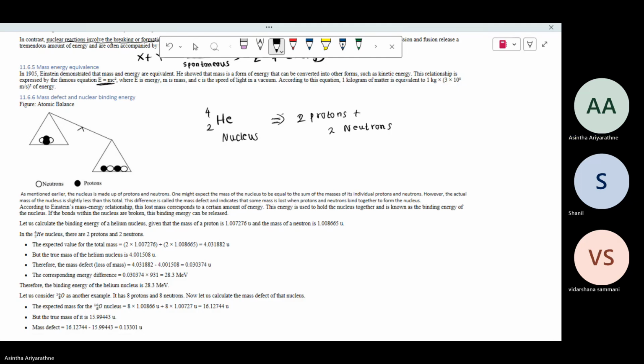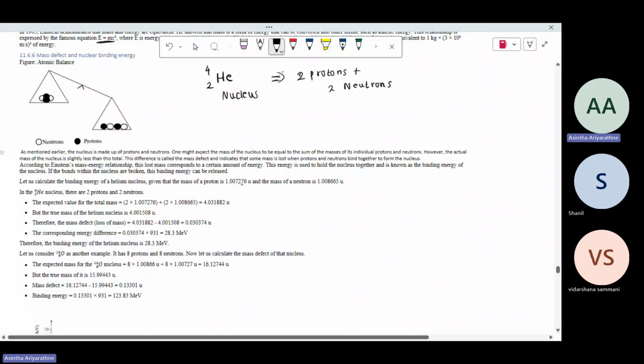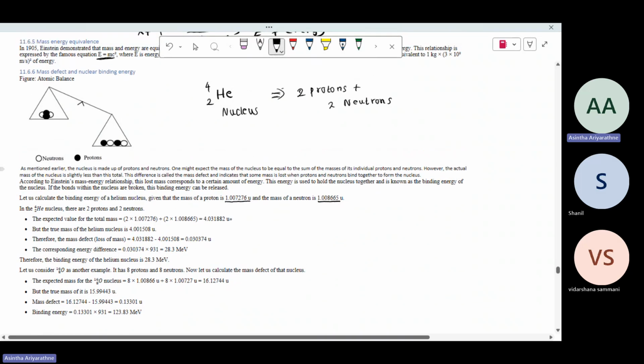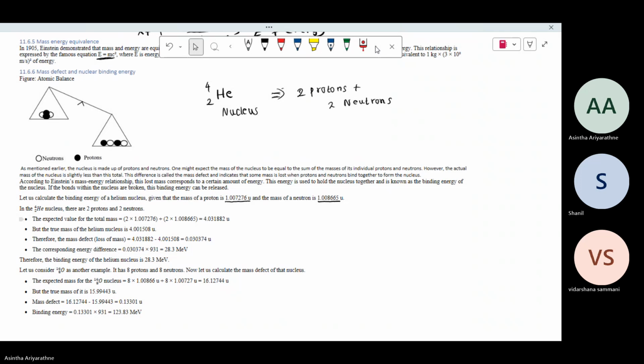The mass of a proton is 1.0072676 U, and the mass of a neutron is 1.0086665 U. The expected total mass of the helium nucleus is 2 times the mass of a proton plus 2 times the mass of a neutron. But when the mass of a helium nucleus is directly measured from a balance, the value obtained is 4.0015082, which is less than the expected 4.031882.